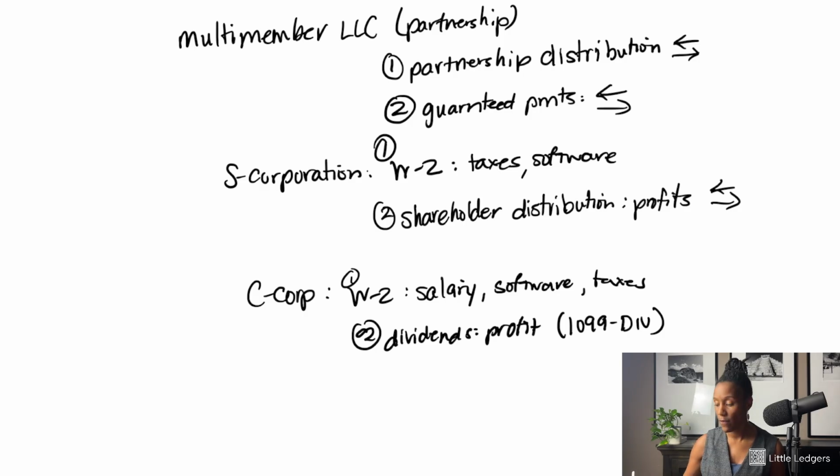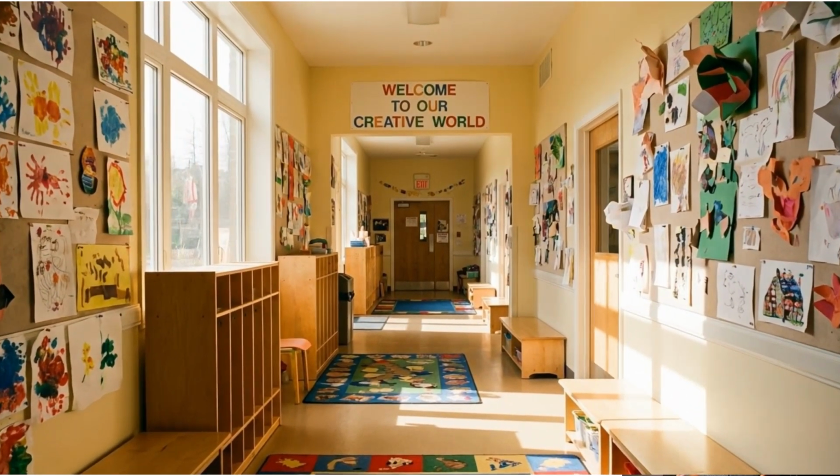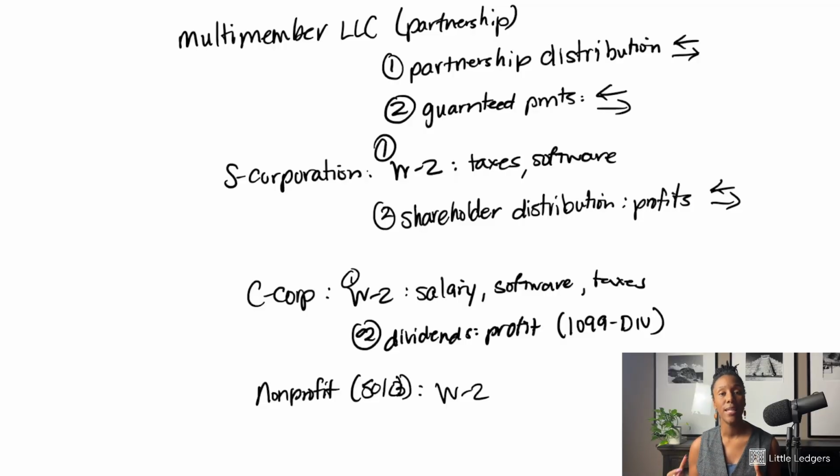Last but not least, we've got nonprofit organizations. And with nonprofit organizations that are childcare centers, they're often 501c3s. And here's the thing, there's only one way to get money out of a nonprofit organization, and that is through W-2 wages. Because nonprofit organizations don't have profit to distribute, what they have to do is instead pay out money to the founder or to the executive director directly through payroll.